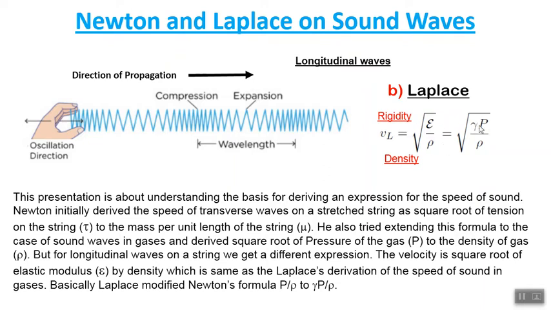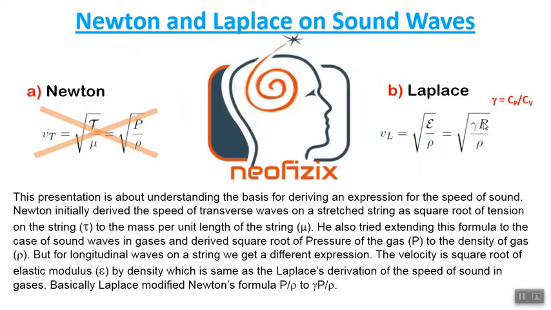So this new equation is equivalent to Laplace's derivation of the speed of sound in gases. Basically, Laplace modified Newton's formula from square root of P by rho to square root of gamma P by rho. He introduced this new factor gamma, which is the ratio of heat capacities. So gamma equals Cp by Cv. And thus he corrected the underestimation error in Newton's formula.